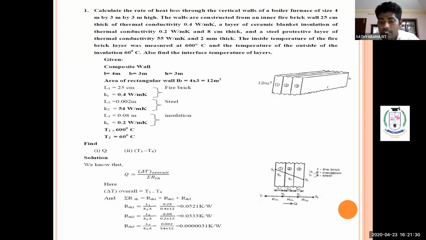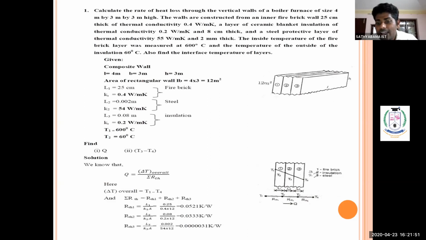Here there are 3 layers. Don't consider the initial temperature difference to be T1 minus T2. If you are considering T1 minus T2, then it is wrong. There are 3 layers, so you have to consider the initial as T1 and the final as T4. If they are asking about only 2 layers, that is only layers 1 and 2, what will be the temperature difference? T1 minus T3.